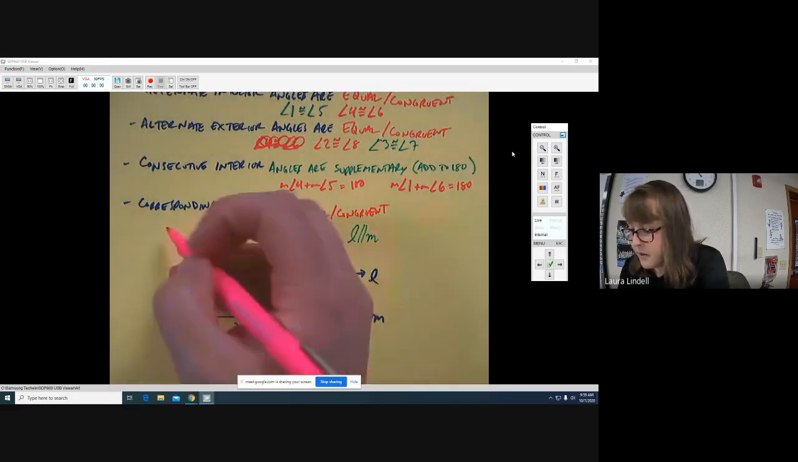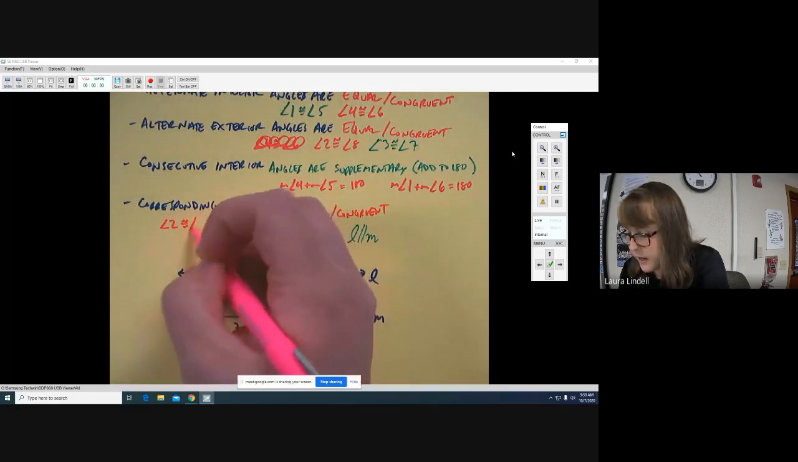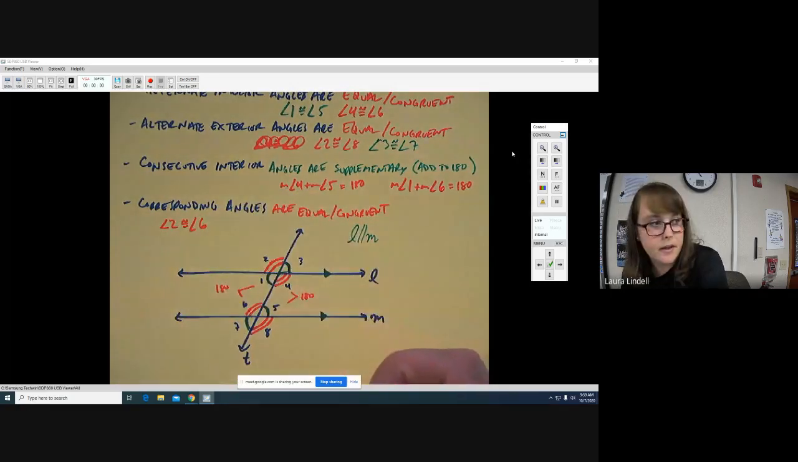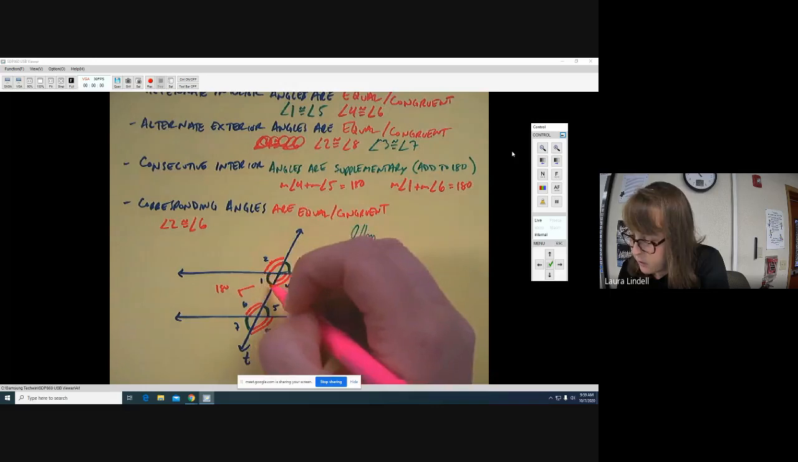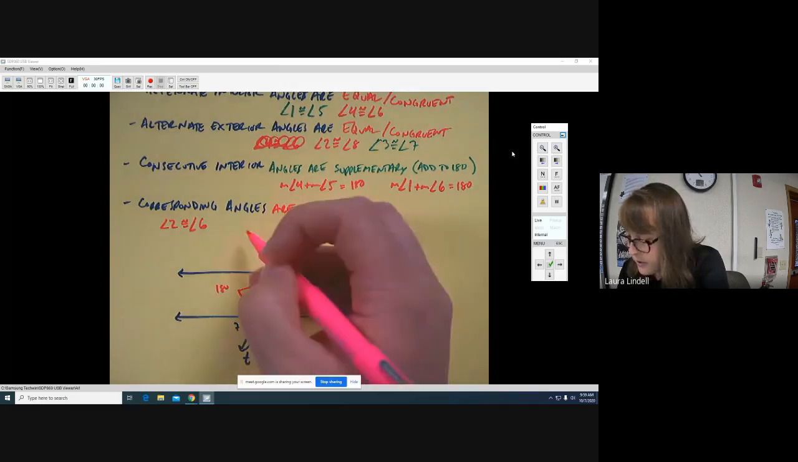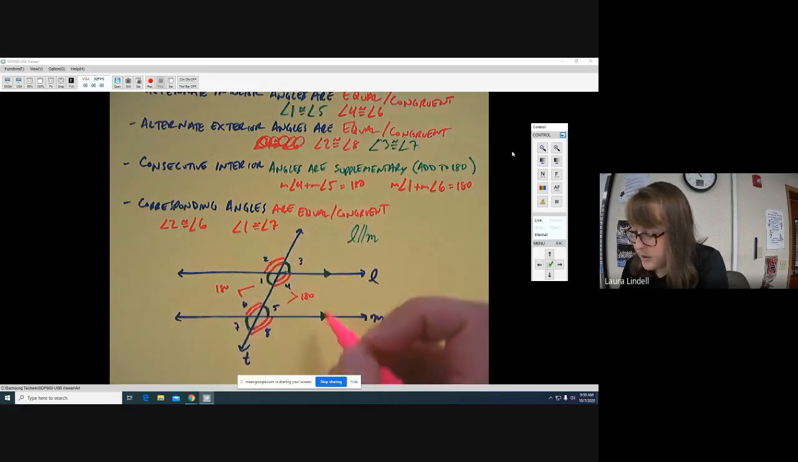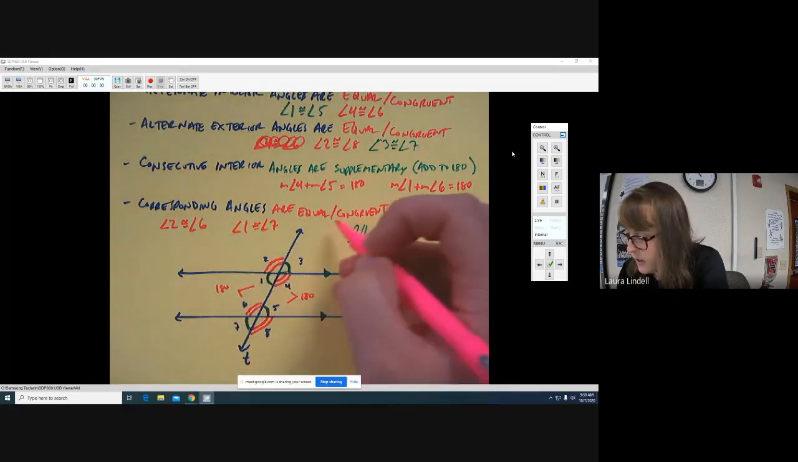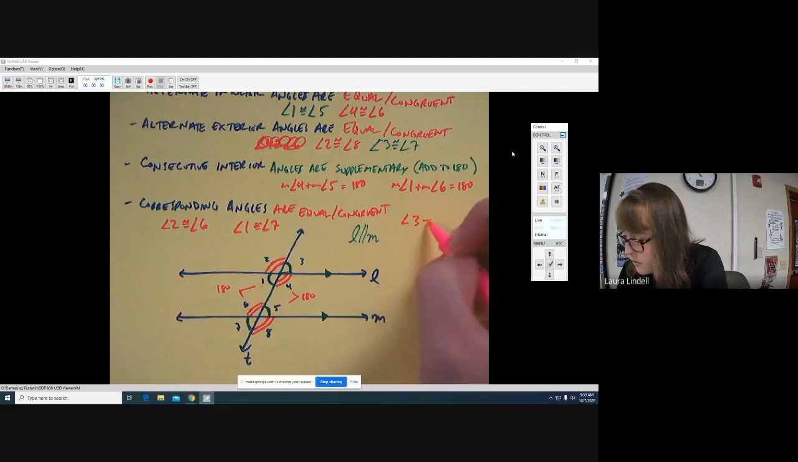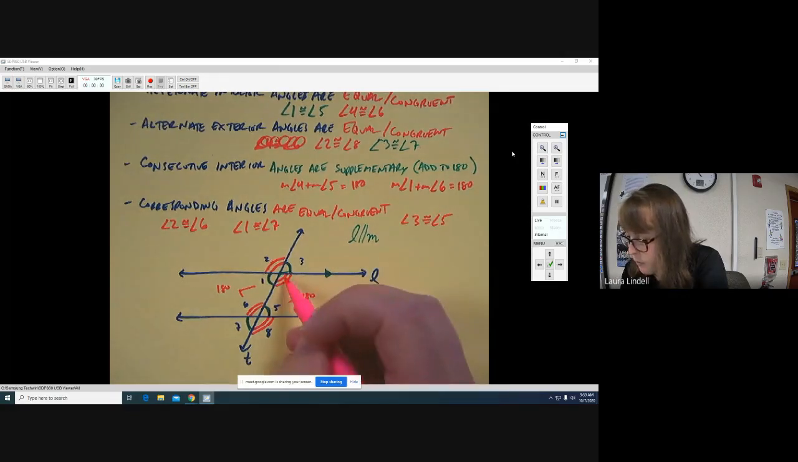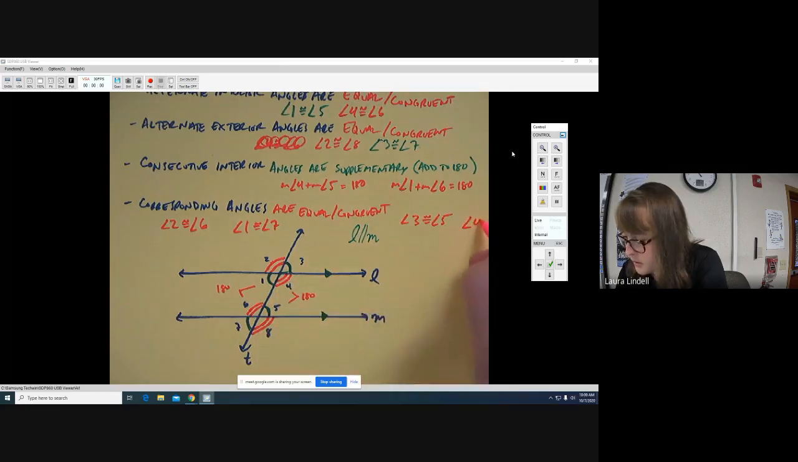So that tells me that angle 2 is congruent to angle 6. It tells me angle 1 is congruent to angle 7. It tells me angle 3 is congruent to angle 5. And it tells me angle 4, since that's the bottom right, is congruent to 8, since that's the bottom right.